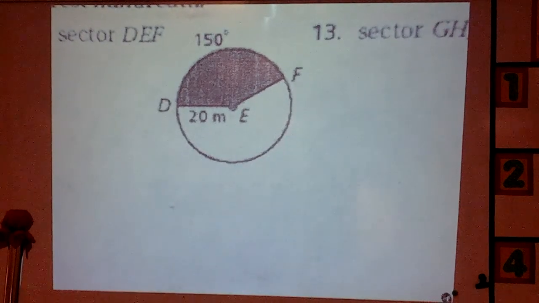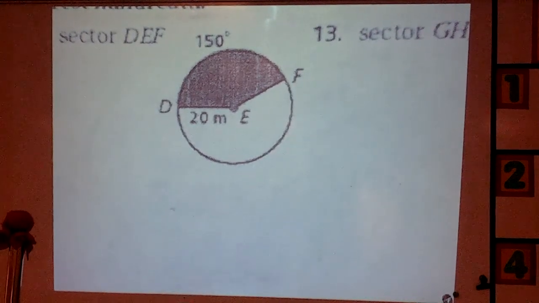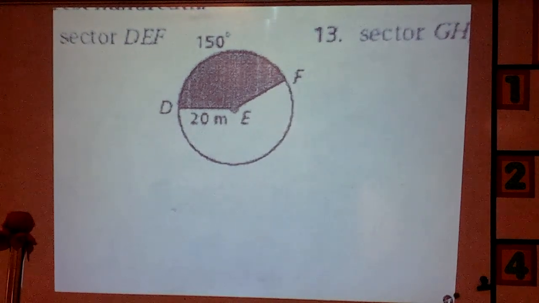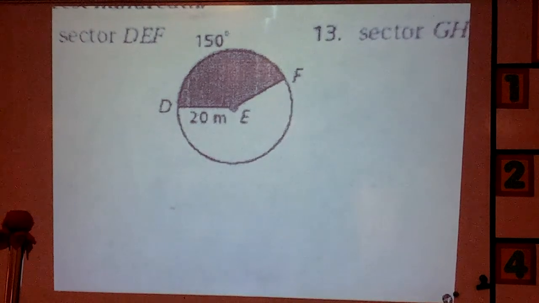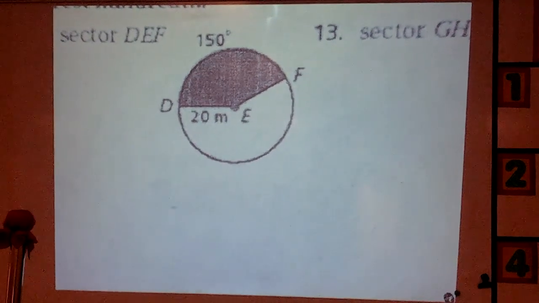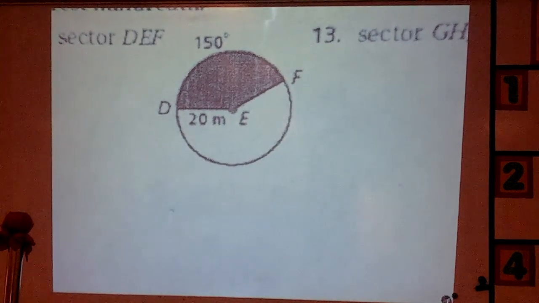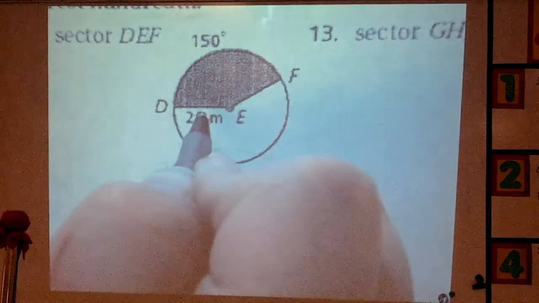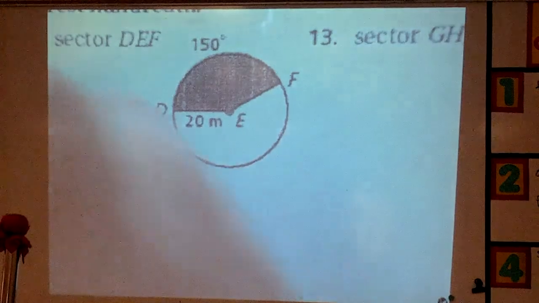Now we're finding area of sectors. The main thing we need to remember is the area formula for a circle, which is pi r squared. All we're going to do is multiply pi r squared in each problem by the proportion or the fraction of my circle. So in this problem, I have a radius of 20.